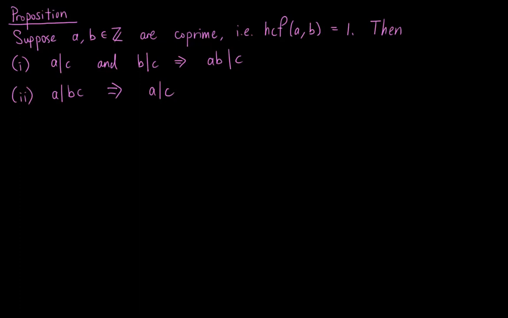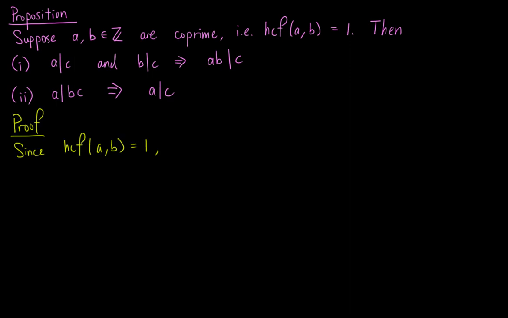Before defining the least common multiple, let us first prove two results regarding two integers a and b, which are coprime, meaning that their HCF is 1. Firstly, if a divides c and b divides c, then a times b also divides c. Secondly, if a divides b times c, it implies that a divides c. This second result is especially important and will be used several times in future videos.